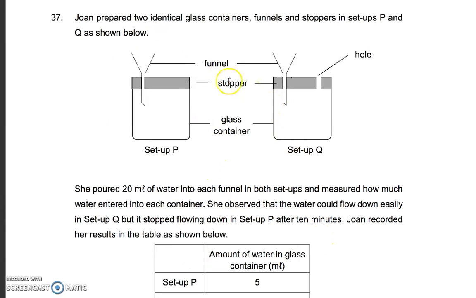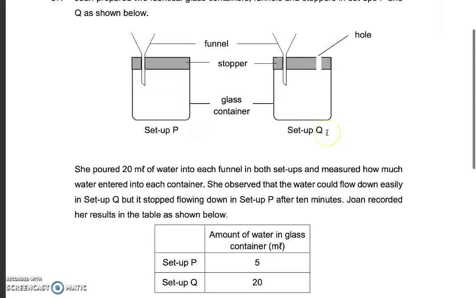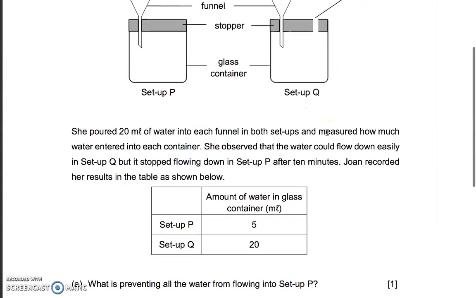So there are two identical setups, but actually there is a difference between P and Q. And you notice that in setup Q, there is actually a hole at the side. Okay, so let's see what happened. So setup P, after a while, there was only 5 ml of water inside, but setup Q, all the water that was poured into the funnel is able to enter the glass container.